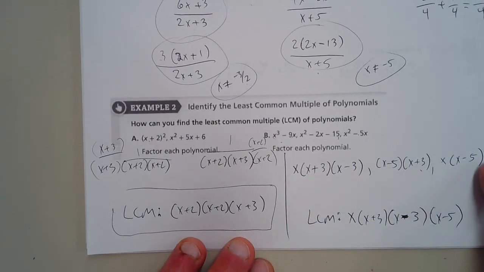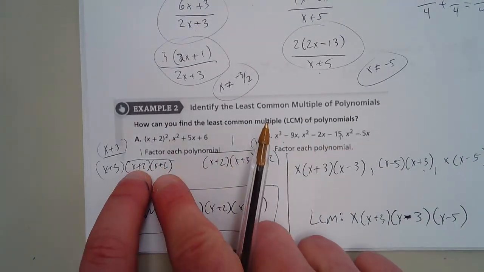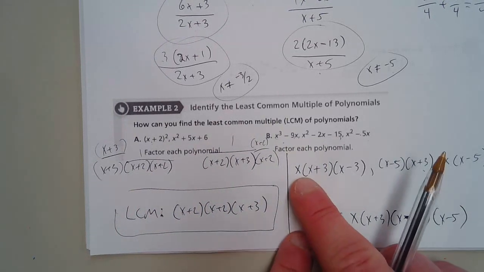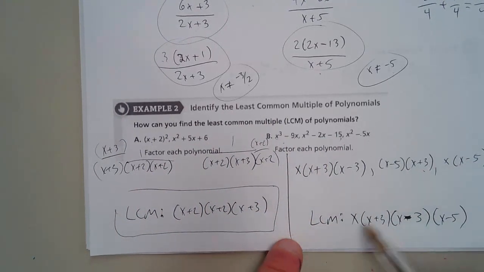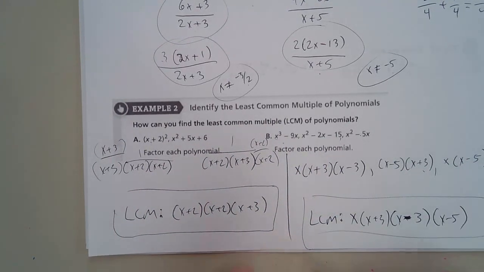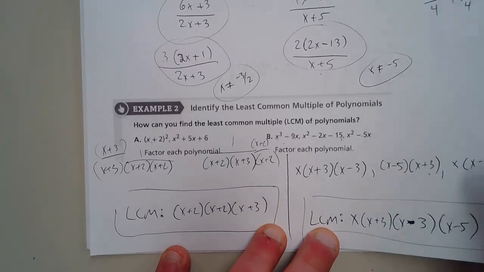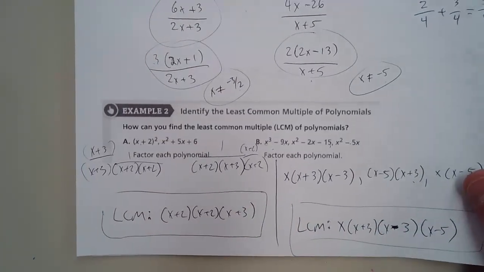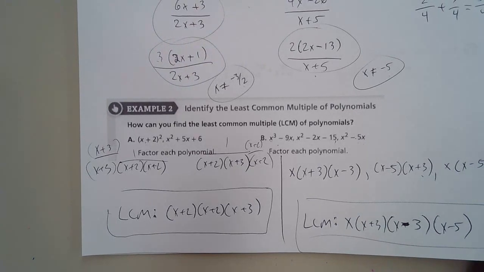There's no doubles of anything like there was in this problem, where there were 2 x plus 2s, so we had to make sure we had 2 of them. Nothing has more than one of each of these factors. So this is going to be our LCM in this case. Basically, one of each unique factor. Okay, so that's the concept behind LCMs. You're going to find that when you start doing these problems, you're going to get a lot better at this. You might not even think about it as a least common multiple, but we'll get there as we go.